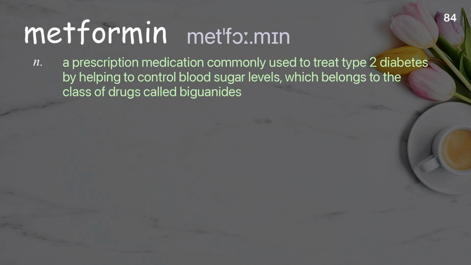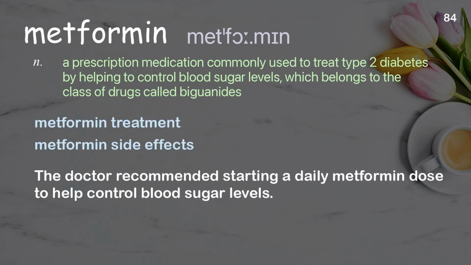Metformin. A prescription medication commonly used to treat type 2 diabetes by helping to control blood sugar levels, which belongs to the class of drugs called biguanides. Examples: Metformin treatment. Metformin side effects. The doctor recommended starting a daily metformin dose to help control blood sugar levels.